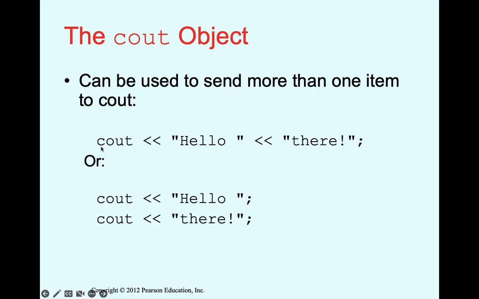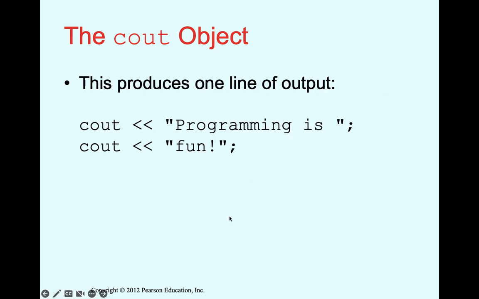Cout can be used to send more than one item to the screen. So we can write cout in the following way. We write cout and then this operator, hello, space, this operator, and then there. Or we can write hello and then in another line there. It's the same output. So the output of this and the output of this is exactly the same.